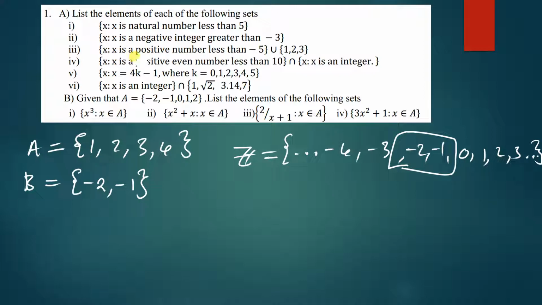Part 3 of the question says x is such that x is a positive number less than -5, union 1, 2, 3. So they are telling us that x is a positive number less than -5, and then union 1, 2, 3. We're talking about positive numbers less than -5. Is it possible to find a positive number less than a negative number?